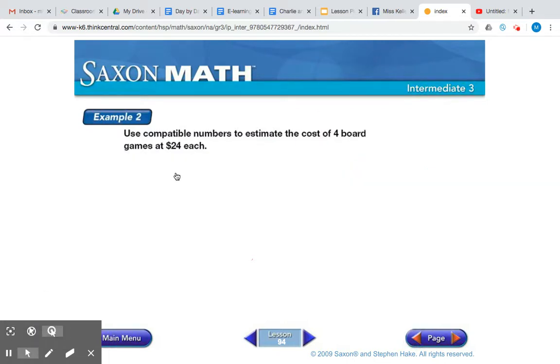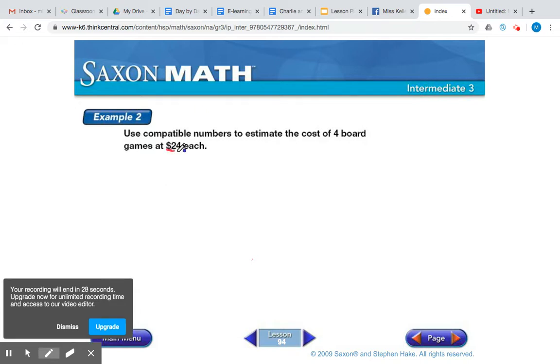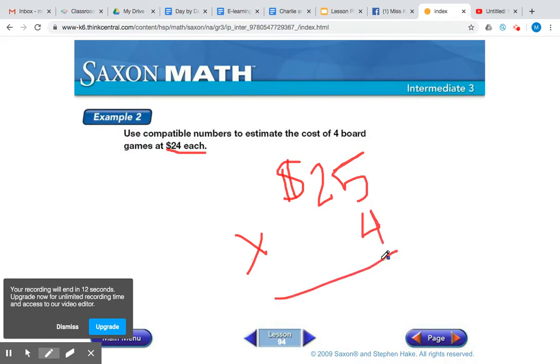All right, example 2: use compatible numbers to estimate the cost of 4 board games at $24 each. So again, we are going to round this $24. It's going to be about $25. We're going to multiply it by the 4 board games. 5 times 4 is 20. 2 times 4 is 8, plus 2 is 10.